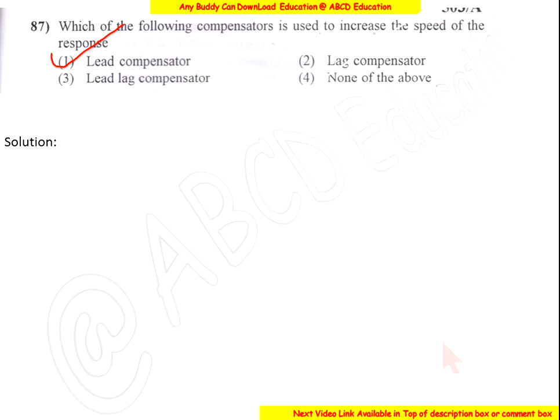If the bandwidth is increased, then the rise time will decrease. If the rise time, delay time, and peak time, all three, are decreased, then the total response becomes very fast because the time is decreased. Okay, so we increase the speed of response when we use a lead compensator. So the correct option is 1.